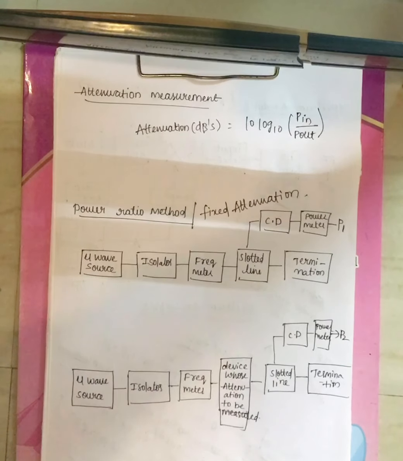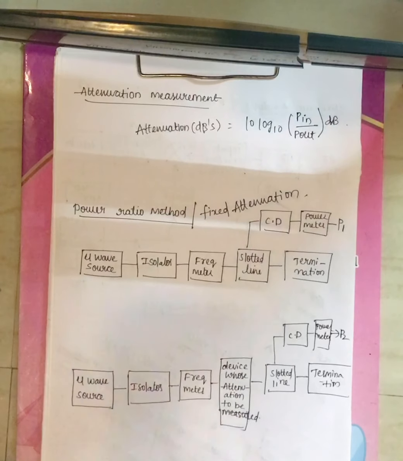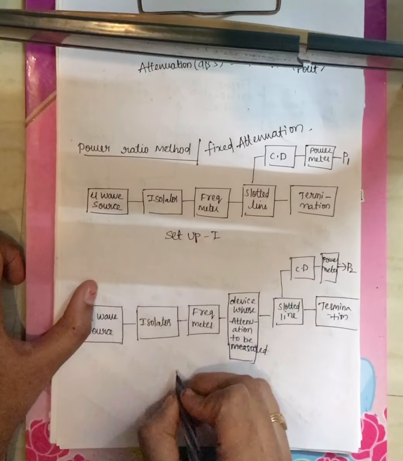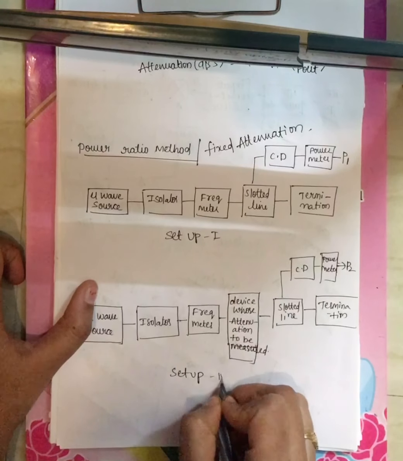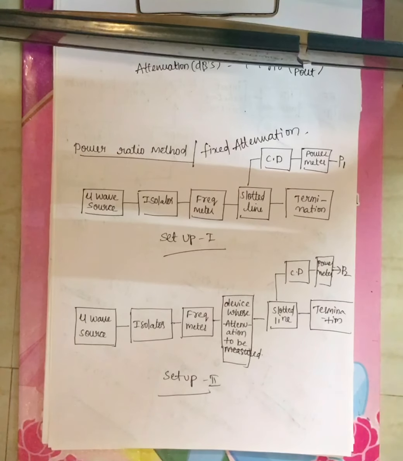Now normally attenuation is expressed in dBs, given by 10 log to the base 10 of P in by P out, input power by output power. This attenuation can be measured in two different ways. One is fixed attenuation measurement, nothing but the power ratio method, and another is the RF substitution method, nothing but variable attenuation, right? Now you have two different setups in order to measure the attenuation under the power ratio method, or fixed attenuation. Now coming to the power ratio method, right?